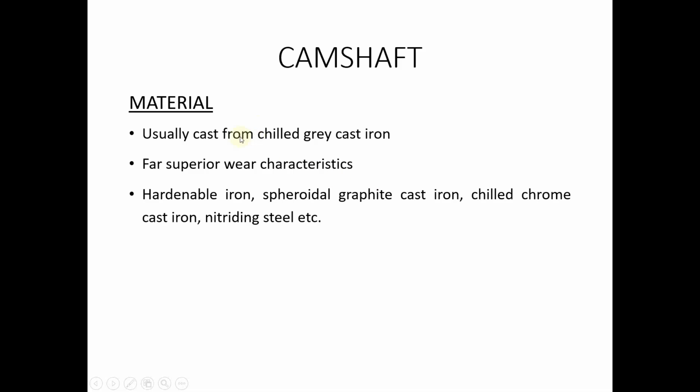The material used for camshaft is usually chilled grey cast iron and it is produced by casting. Camshafts usually are available as billets. Billets in the sense they are cylindrical rods. Then we have to manufacture the shapes by various machining processes.